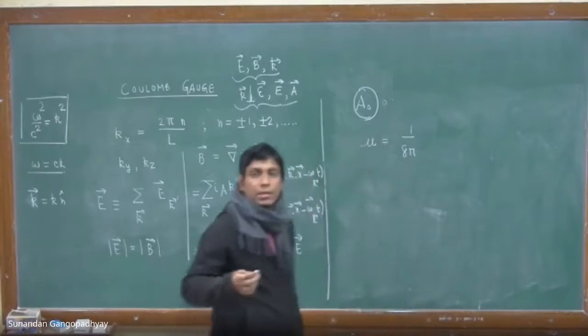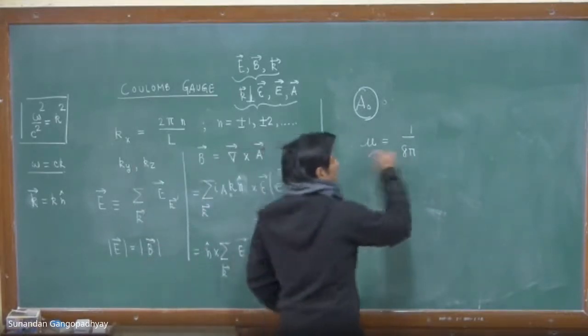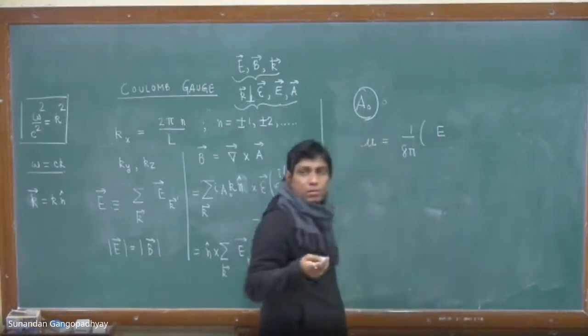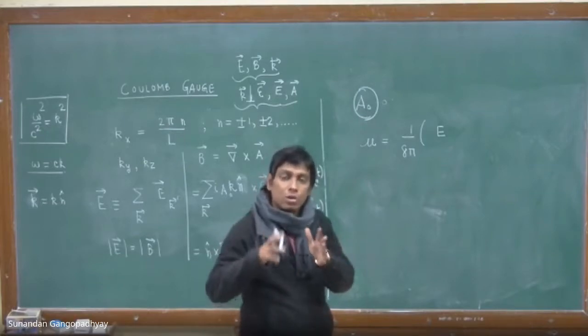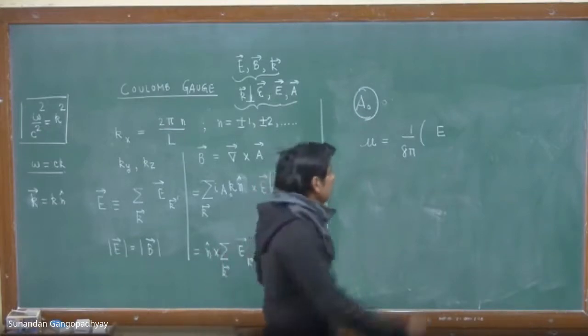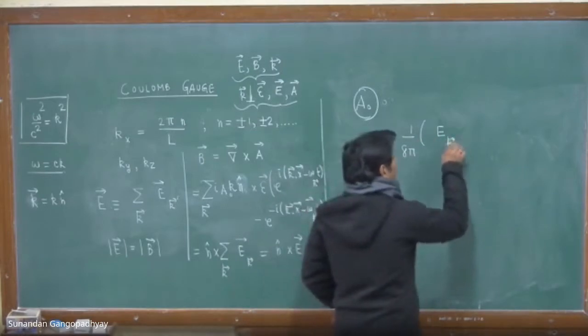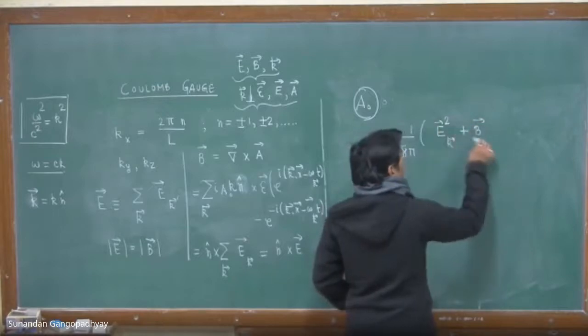What is the energy density? It is E vector square plus B vector square. But for a single photon or a single mode, these E_k are basically the various modes corresponding to momentum k vector. Okay, so there can be infinitely many modes. So for a single mode, you have E_k square plus B_k square.